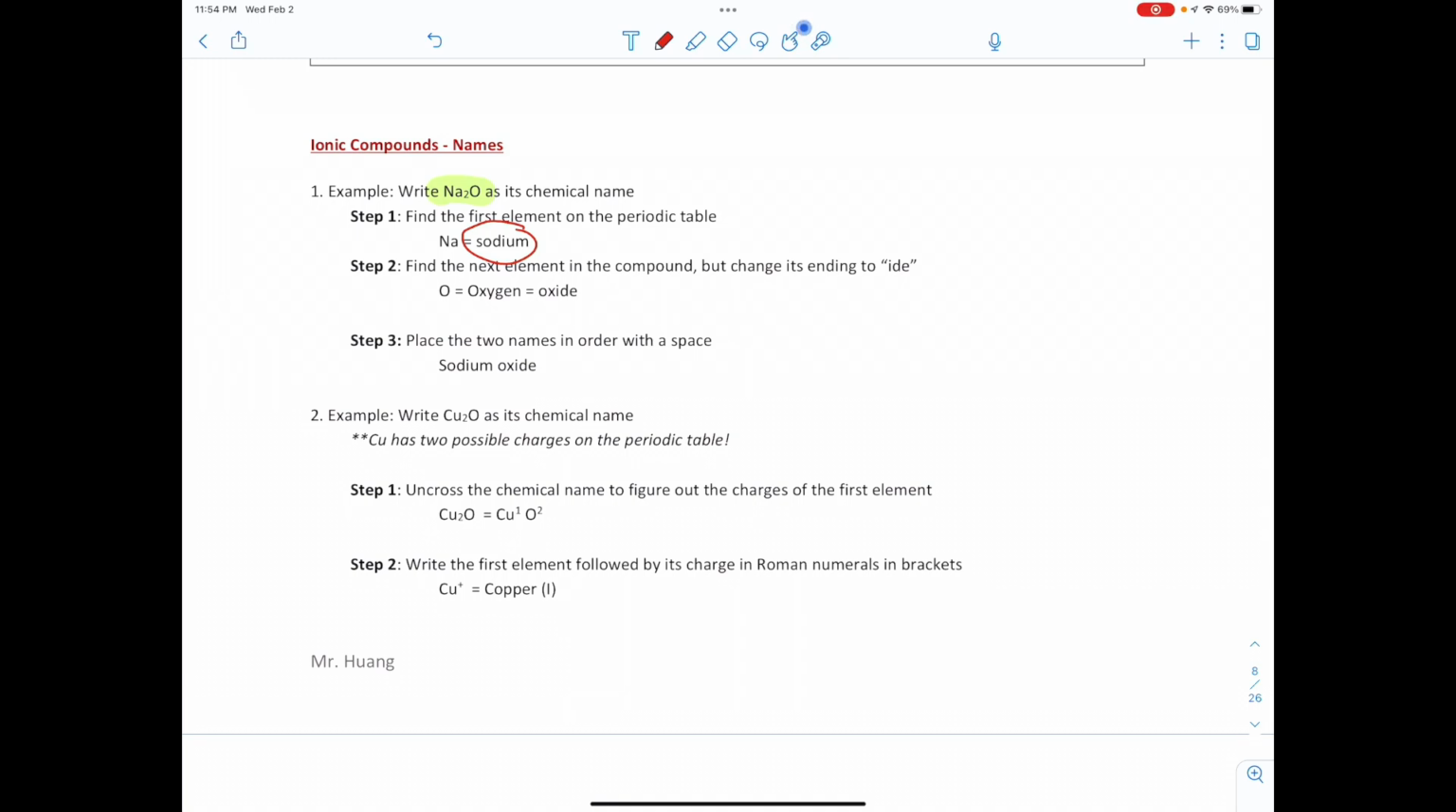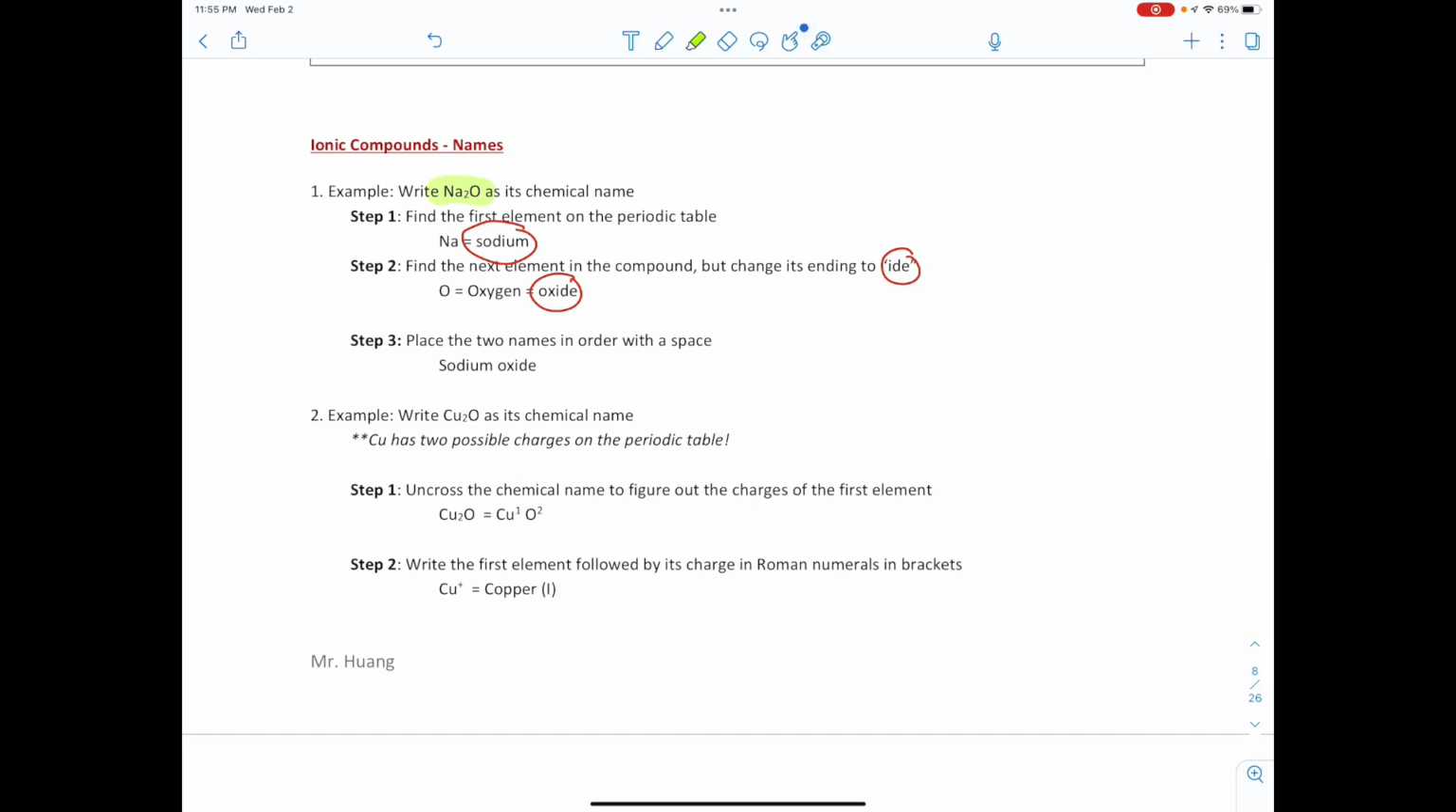So that is oxygen. But because this O, this oxygen, is the last part of the name, we're going to make sure that we change the ending to an IDE ending. So instead of oxygen, we're going to keep the first syllable, the ox, and we're going to add that IDE, so it's going to become oxide. So once again, we only change the ending of the second part of the compound, the latter part of the compound. So we're going to put these two together, so we have sodium oxide.